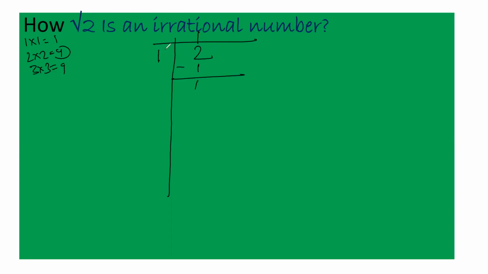Okay, now what do you have to do next? You have to just add them. So 1 plus 1 is 2. Now you have to put some number here with 2, and you have to multiply the same number with that number only.